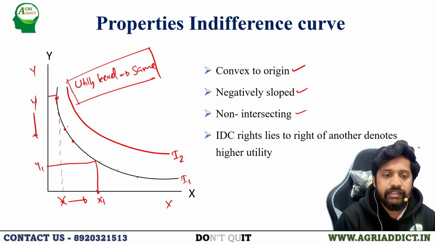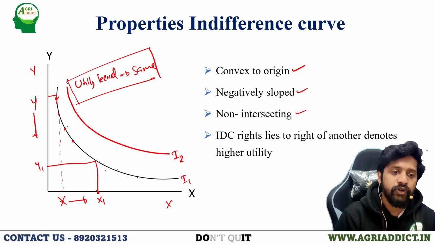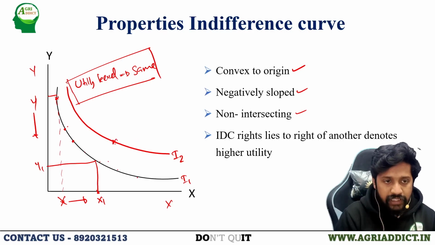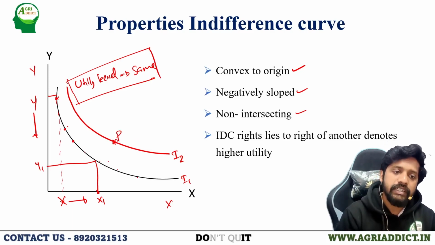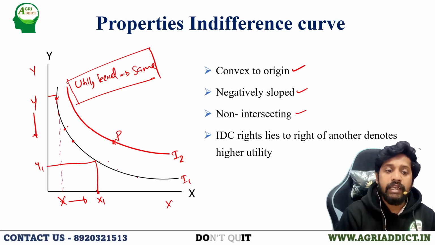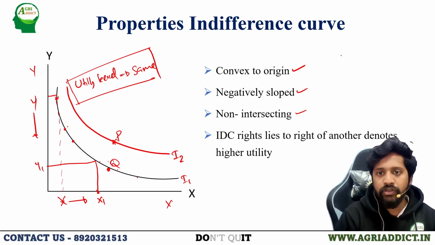This one is indifference curve 1, and this one is indifference curve 2, and a higher indifference curve implies higher utility. So if the combination is at P, we can assuredly tell that the utility level at P will be higher than that of Q, right? So indifference curves will not be intersecting each other. It will be one above the other, but it will not be intersecting at all.